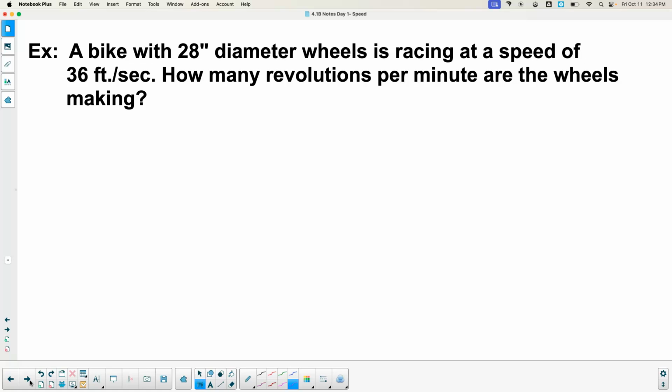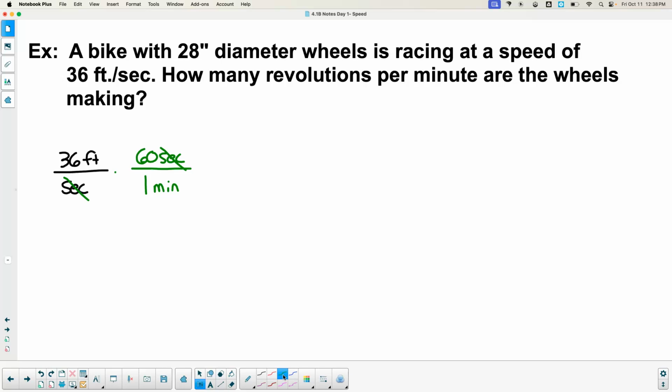You got a bike tire racing. Find me how many revolutions per minute the wheels are making. Go. Okay, so we're at 36 feet per second. We need to be in revolutions per minute. So the first thing that I'm going to do is I'm going to say that there are 60 seconds in 1 minute.